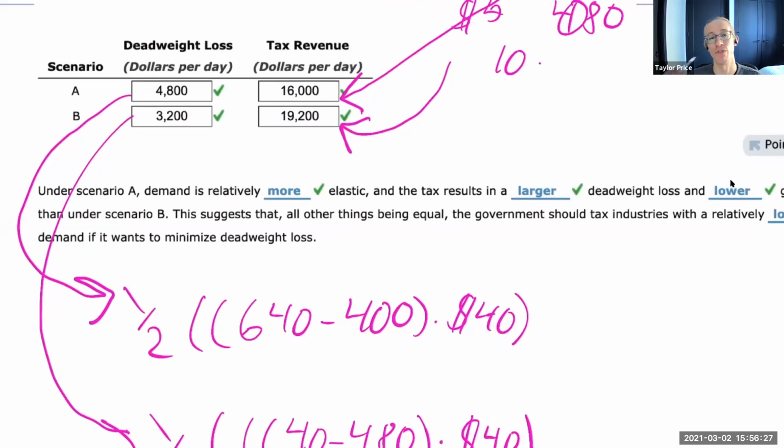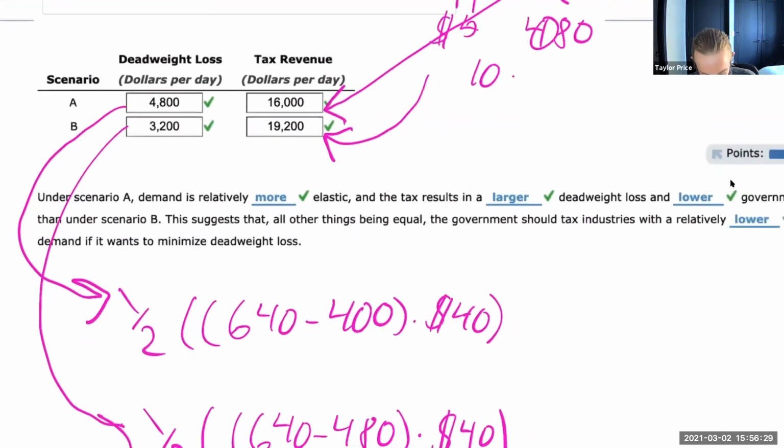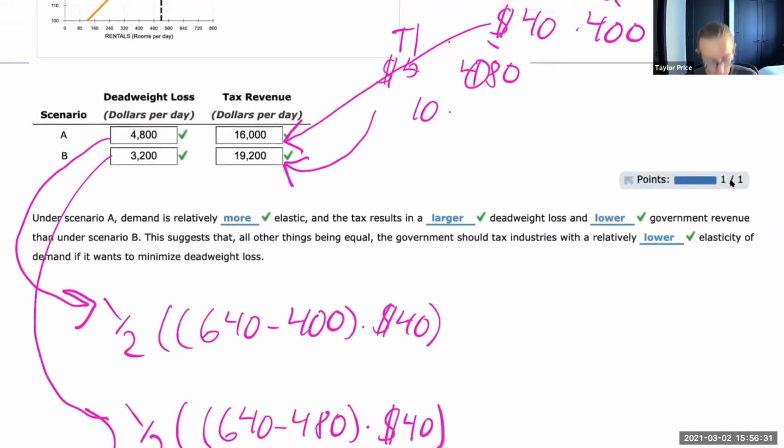And finally, when we're asked this question here, it's basically reiterating what we already know, that government should tax more inelastic things because that minimizes deadweight loss. Does anyone have any questions on that one? Because I know I got a decent amount of Top Hat questions on that.